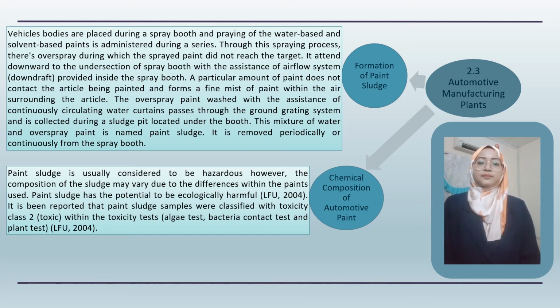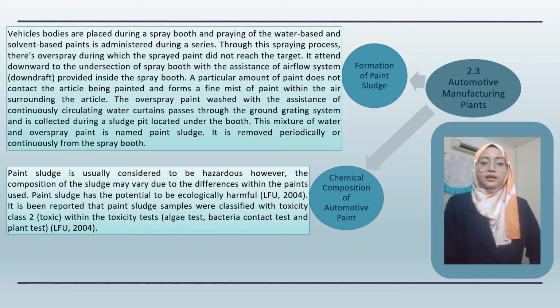inside the spray booth. As items are painted in this booth, a certain amount of paint does not contact the article being painted and forms a fine mist of paint within the air surrounding the article. The overspray paint, washed with continuously circulating water curtains, passes through the ground grating system and is collected in a sludge pit located under the booth. This mixture of water and overspray paint is named paint sludge. The paint sludge is removed periodically or continuously from the spray booth.